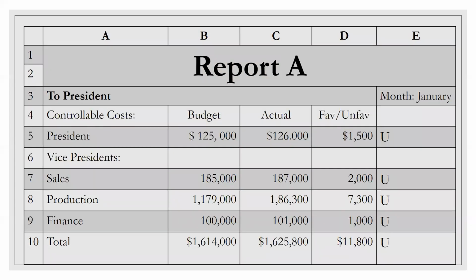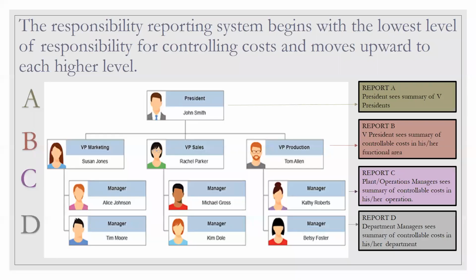And another report is typical of reports that go to the top level of responsibility, which is the president. This report shows the controllable costs and expenses of this position and summary data on the vice presidents who are accountable to the president. So this is the responsibility reporting system, which begins with the lowest level of responsibility for controlling costs and moves upward to each higher level.